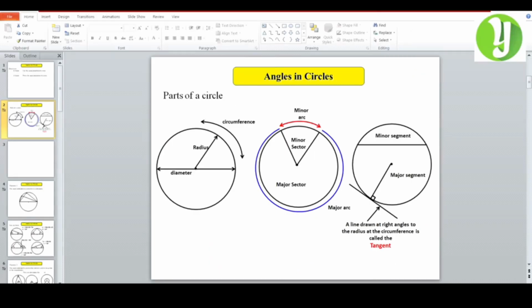So in this video we're going to discuss angles in a circle, or angle properties of a circle. Before we can start the properties of a circle, we're going to discuss the parts of a circle. So basically, what is a circle? A circle is a set of points which are equidistant from a center.